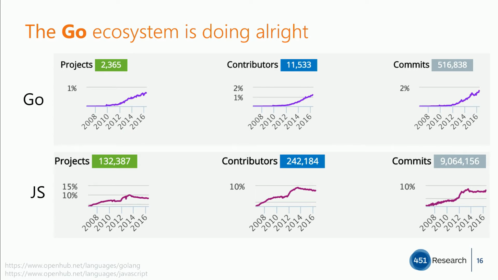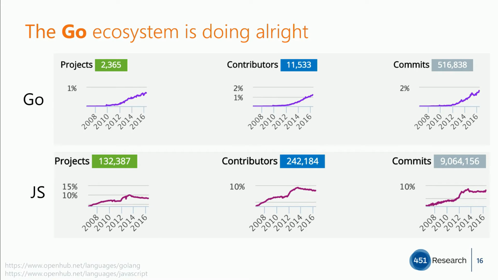take a look at JavaScript, which is currently the most popular language on OpenHub, and look at its percentage. What you'll see is that on a percentage basis, for projects it's about 8%, contributors about 8%, commits again about 8%. So when you're comparing Go to JavaScript, the comparison point isn't that 100% is the max, meaning you're dominating every language ever. The max is how it's doing compared to the most popular languages, right? You've got to get the context right and compare to the right things.